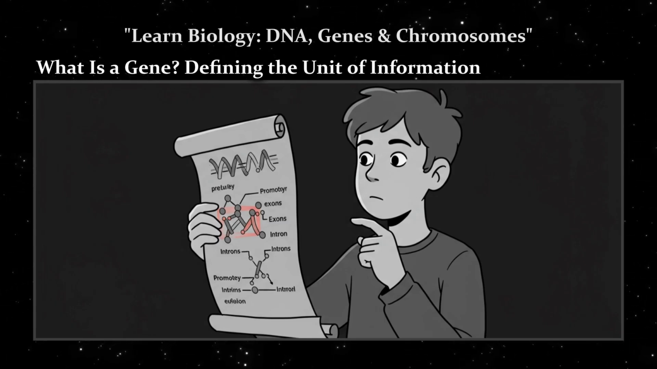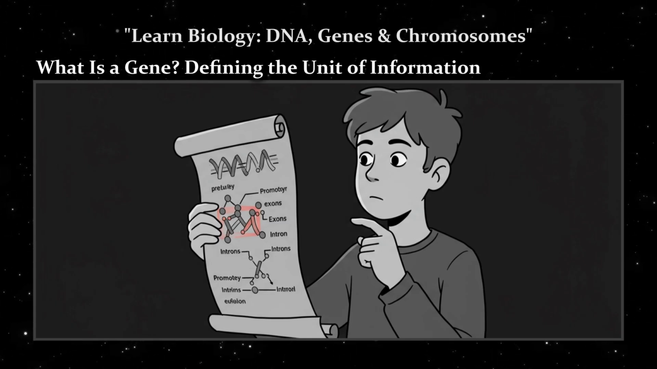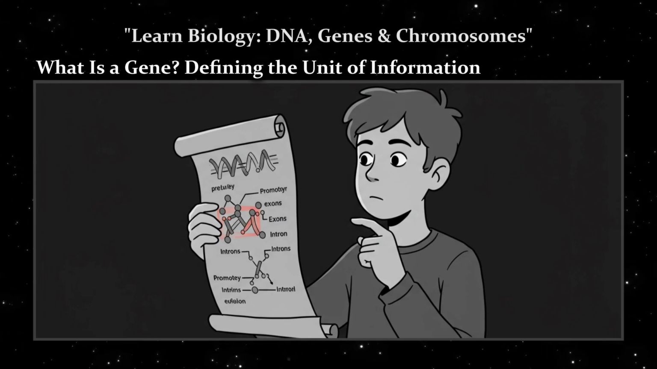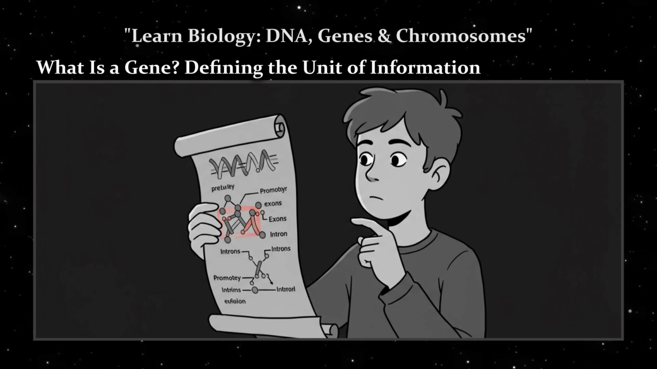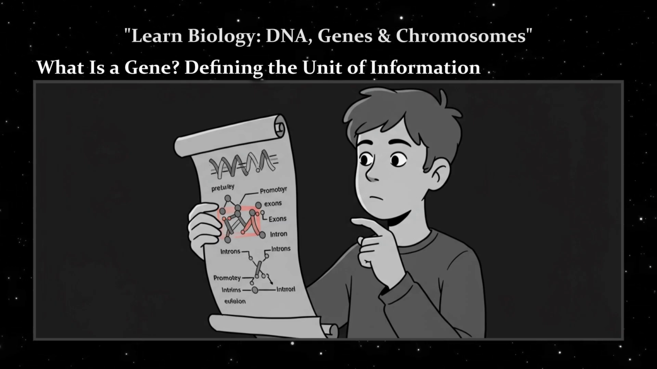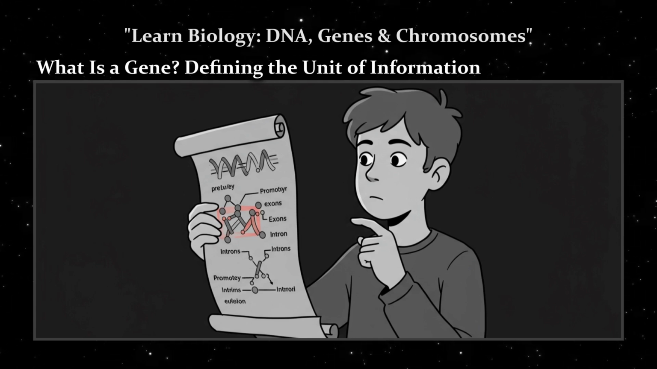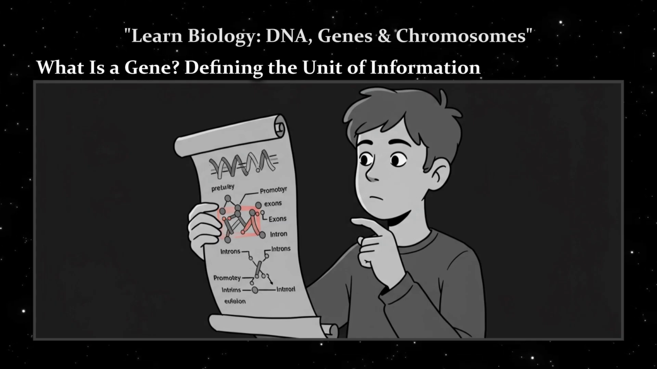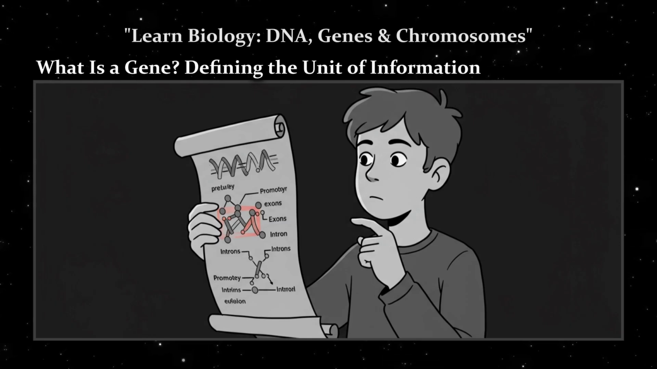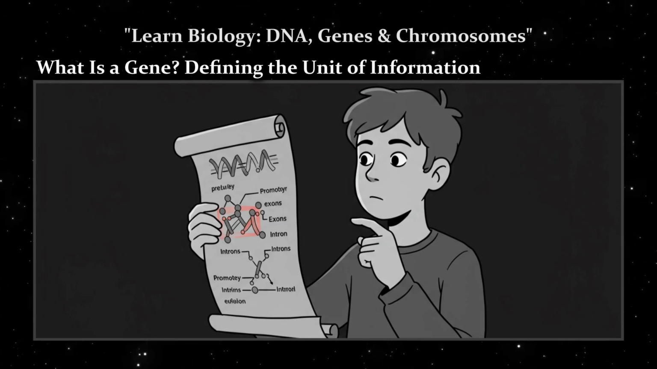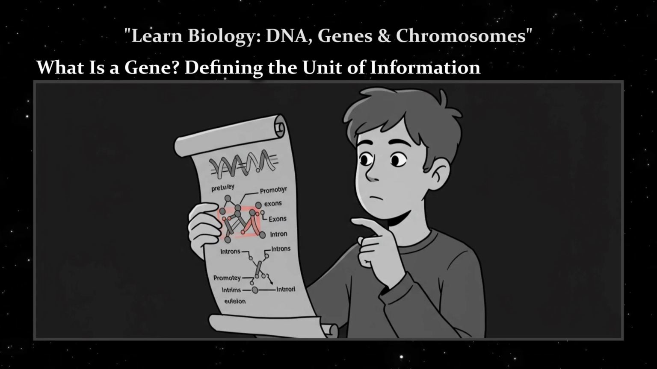A gene is a specific sequence of nucleotides in DNA that provides the instructions for making a specific functional product. For many decades, it was assumed this functional product was always a protein, and in most cases, this is true. A gene's DNA sequence is transcribed into an mRNA, and that mRNA is translated into a polypeptide chain, which then folds into a functional protein. This protein then does something. It acts as an enzyme, or a structural component, or a signal, and in doing so, contributes to a trait.